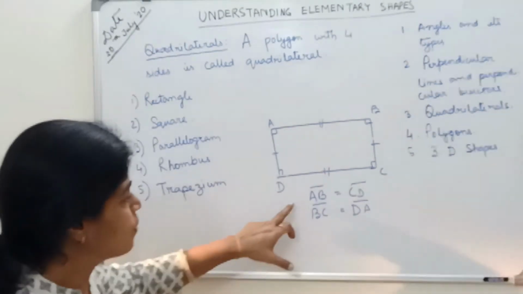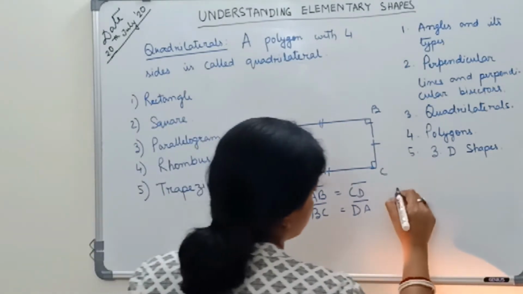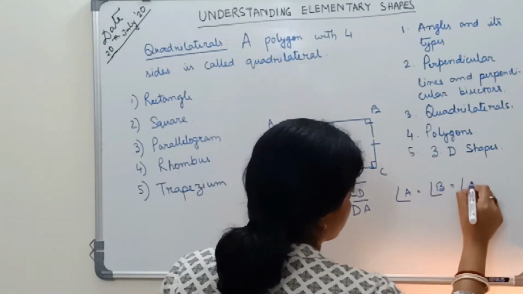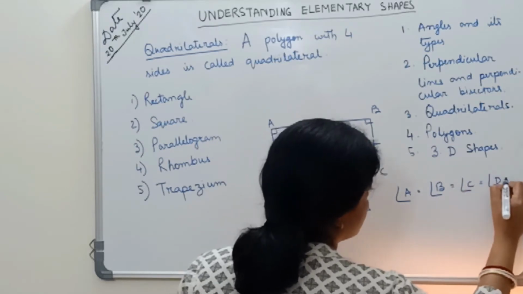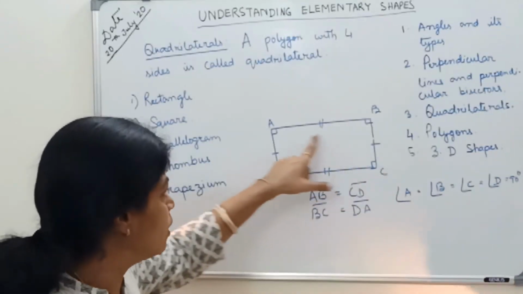And this is one property. Then the other properties are all the angles should be 90 degree. Angle A is equal to angle B is equal to angle C is equal to angle D should be 90 degree. So this is one more property for rectangle.